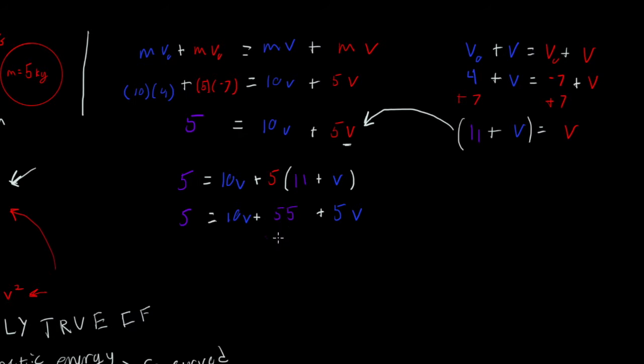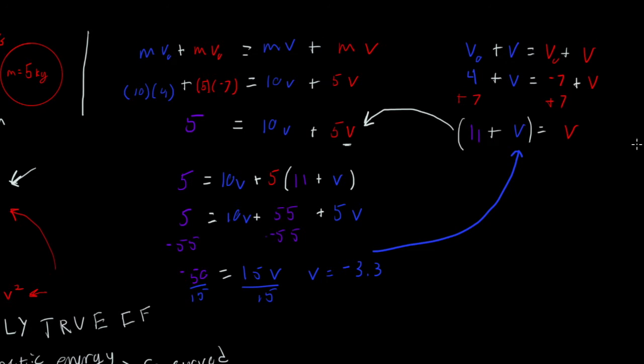Oh, that's not a 5. And then I'm going to add these two V terms together. And when I do that, I'll end up with negative 50 being equal to 15V. I'm going to divide both sides by 15. And my V will be equal to negative 3.3. And now I can simply plug this in to this equation right here.